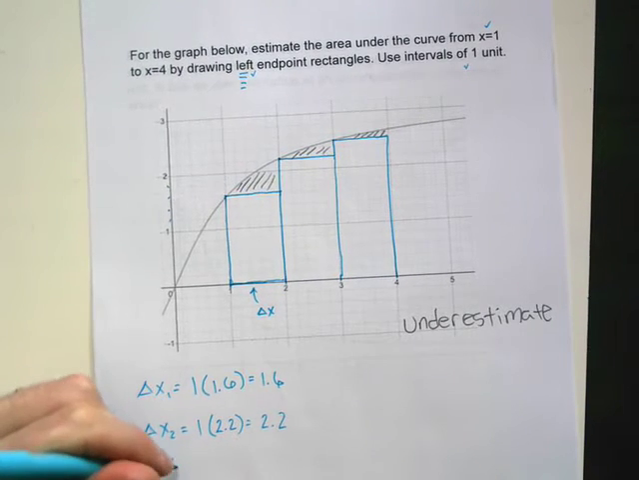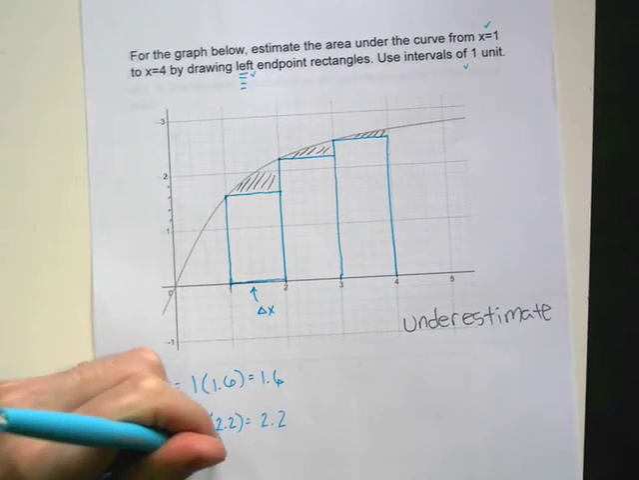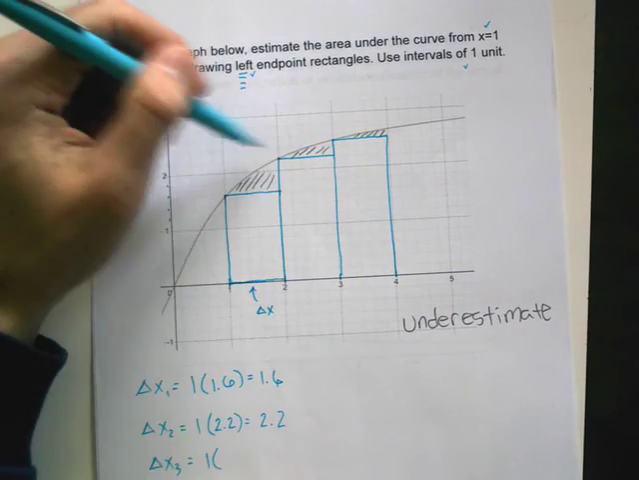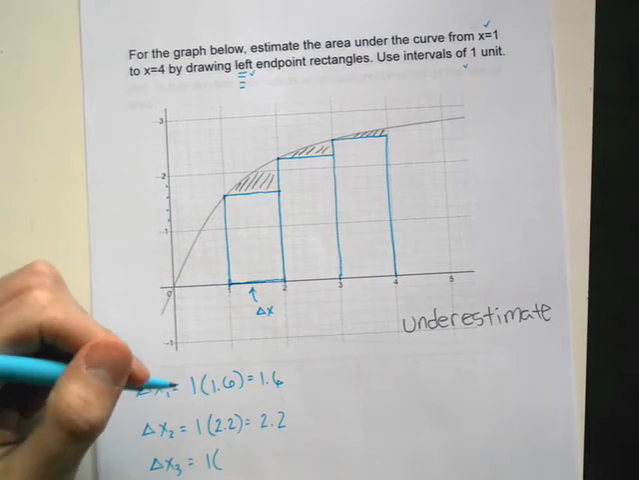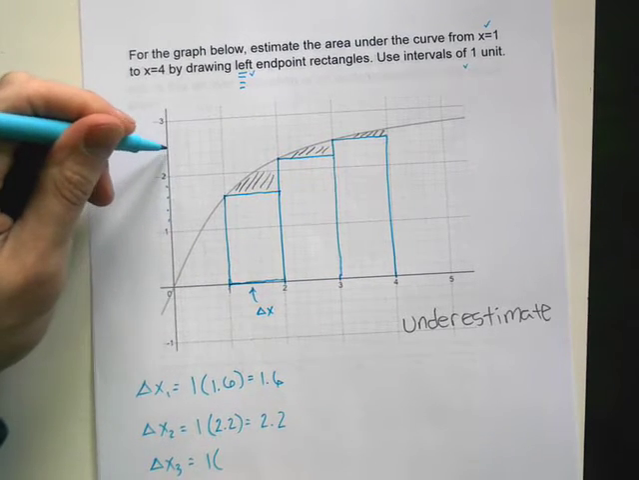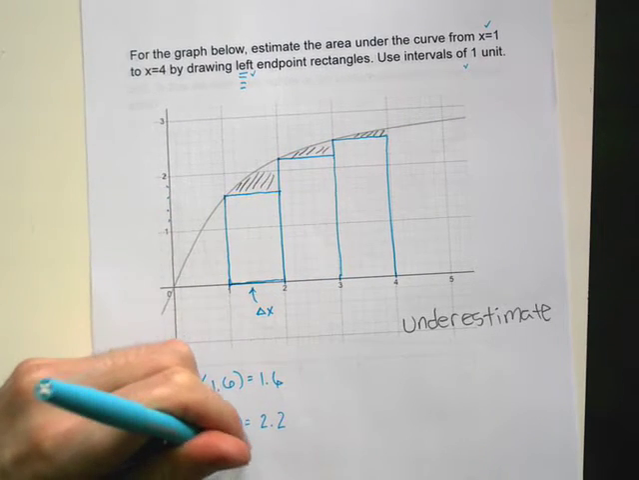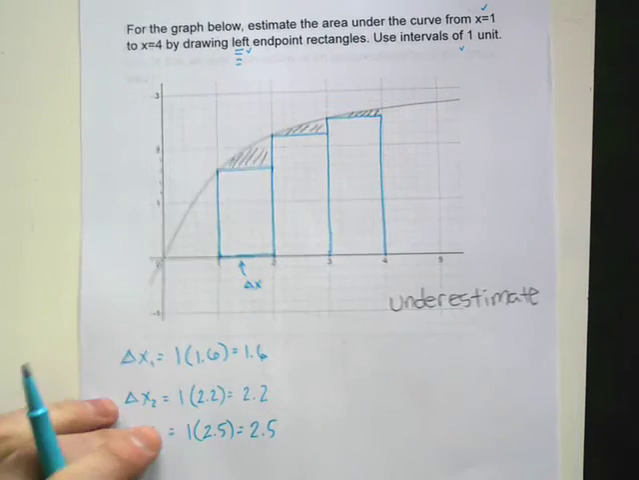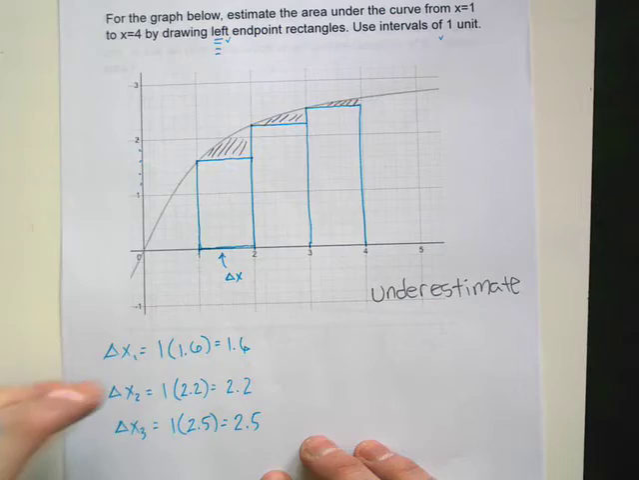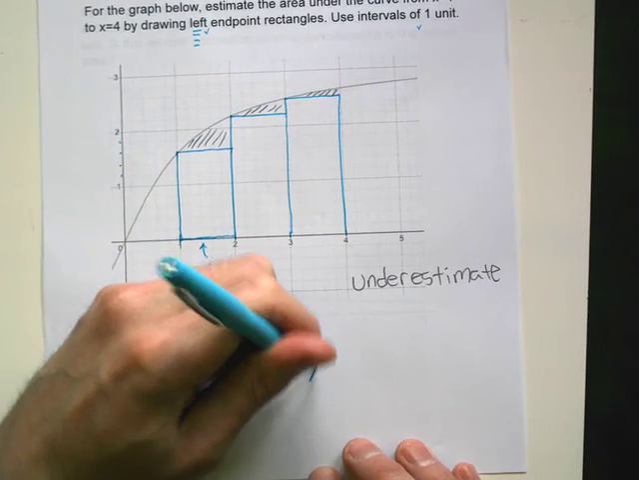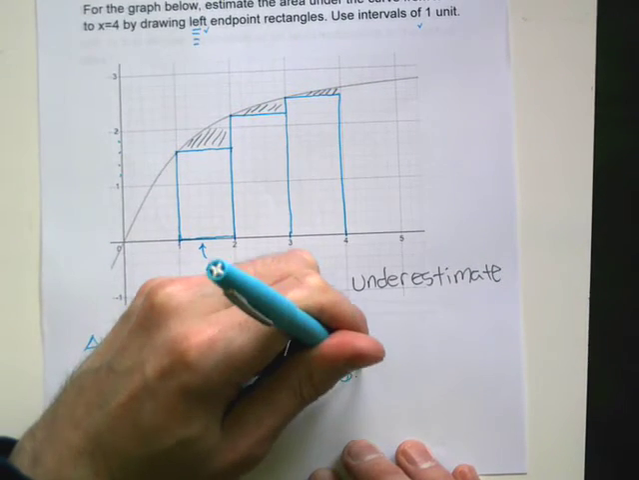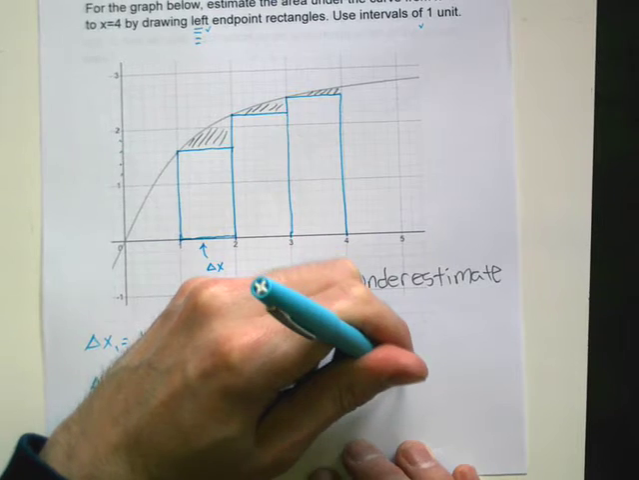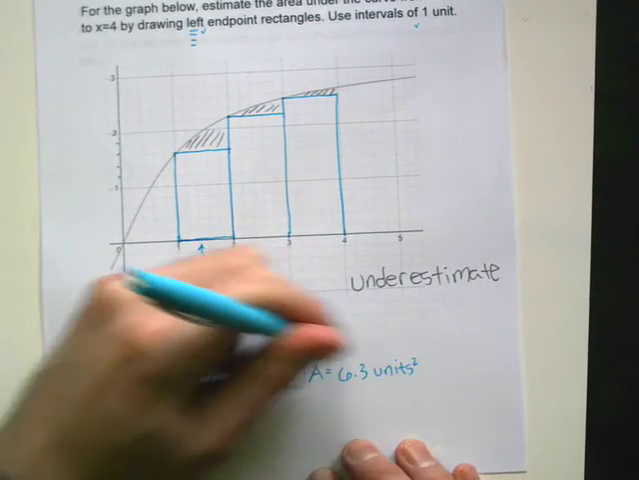And delta x3 is going to be 1 times, let's see, that looks to be about 2.5 actually. Okay, and that's going to be 2.5. Now we have to add all these areas together to get the approximate area under the curve. When you do that, you get 6.3 units squared.